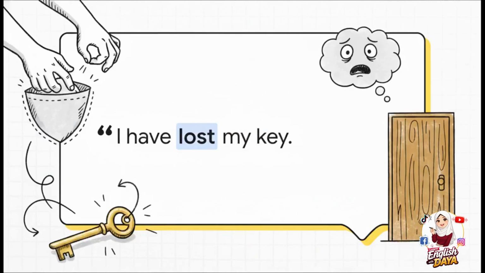But then, disaster strikes. You go to open the door, reach into your pocket, and nothing. I have lost my key. This is perhaps the most classic example. It's a finished action in the past. The key fell out of your pocket maybe an hour ago, but it has a massive, undeniable influence on the present. You are locked out right now.